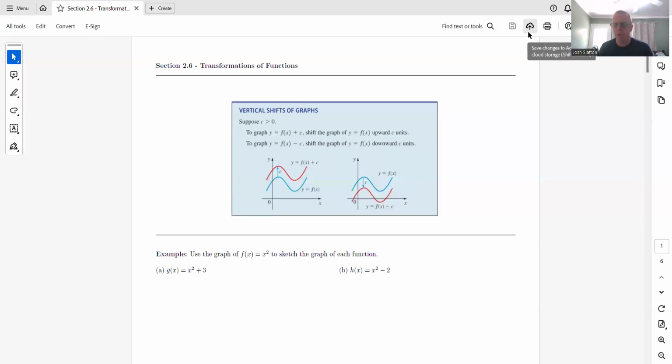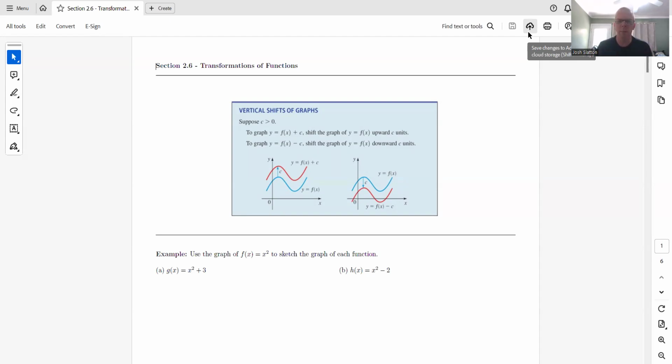All right, so section 2.6. This one's on transformations of functions, and really all that means is if you have a basic function like f of x equals x squared or x cubed or square root of x, how do you move it up? How do you move it down, left to right? How do you stretch it or flip it upside down? All those things are under the transformation umbrella.